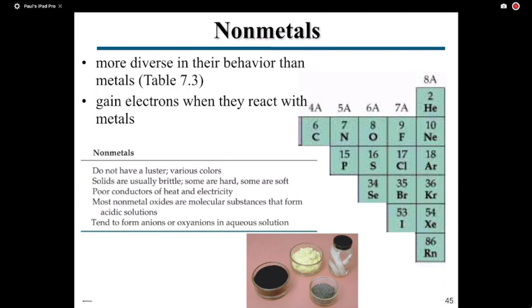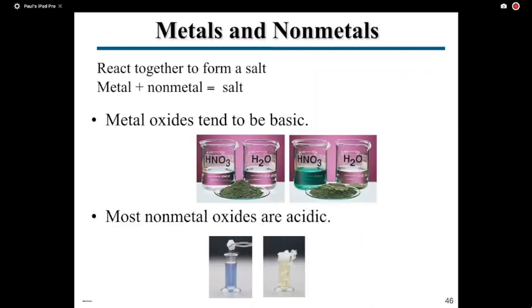They tend to have various colors. If they are solid, they're brittle, so if I hit it with a hammer, it shatters. But they're kind of varied. Metals and nonmetals, when they react, they form a compound called a salt. What is salt?